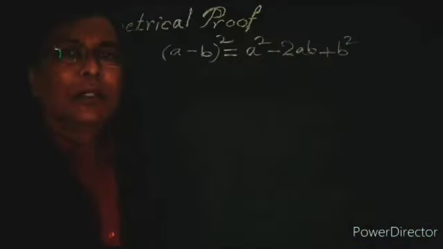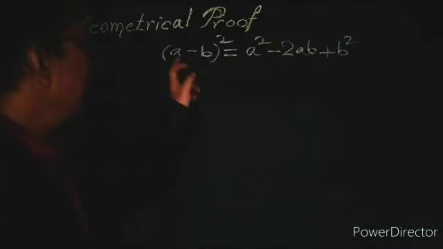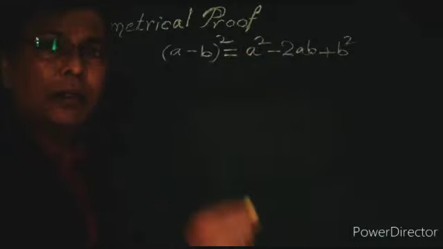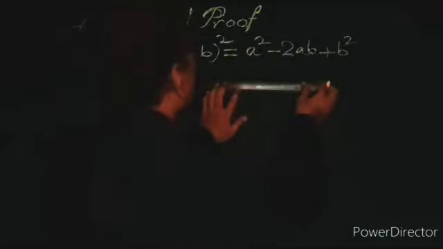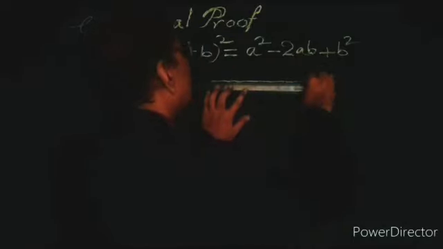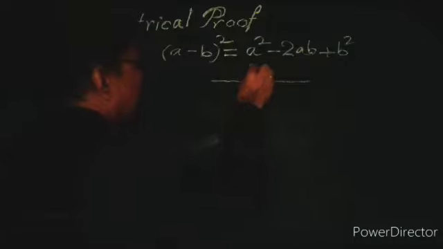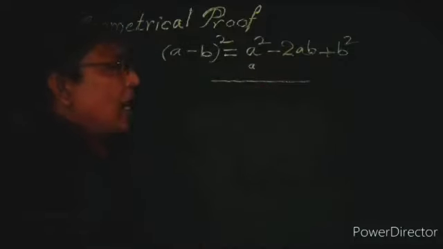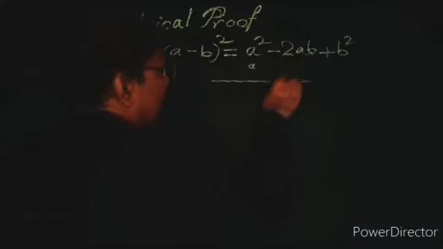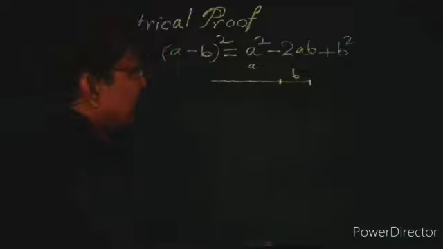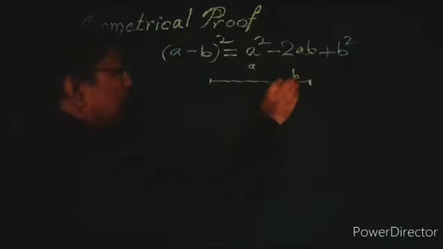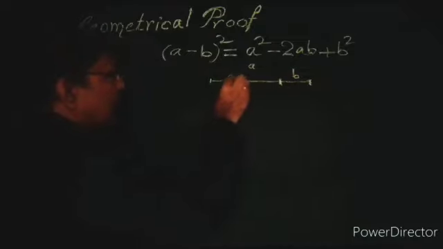Here we go. Let me give the geometrical proof for the identity (a minus b) whole square. Consider a to be any quantity. This is a. Now from a I am going to subtract quantity b. This much is the quantity b, which I am going to subtract. Therefore, this quantity becomes a minus b.